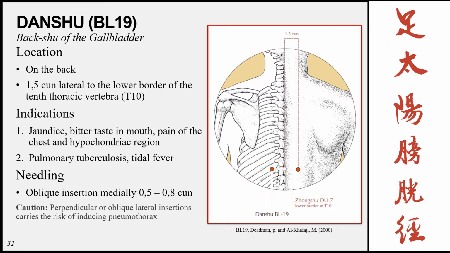And then the needling, so just like the previous points, it's oblique insertion medially, 0.5 to 0.8 cun. And just remember the caution, we do not want to insert either perpendicularly or oblique but laterally, so that's towards the outside or towards the sides of the body, as both of these carry the risk of causing pneumothorax.